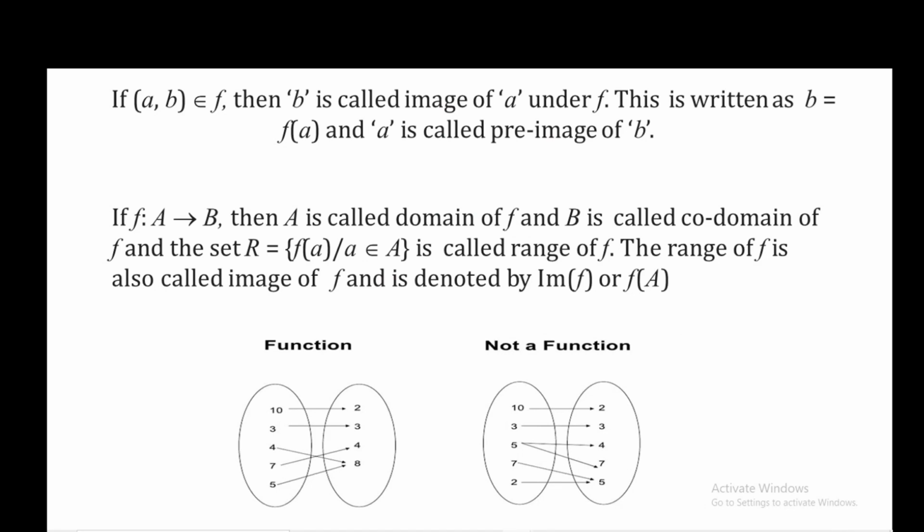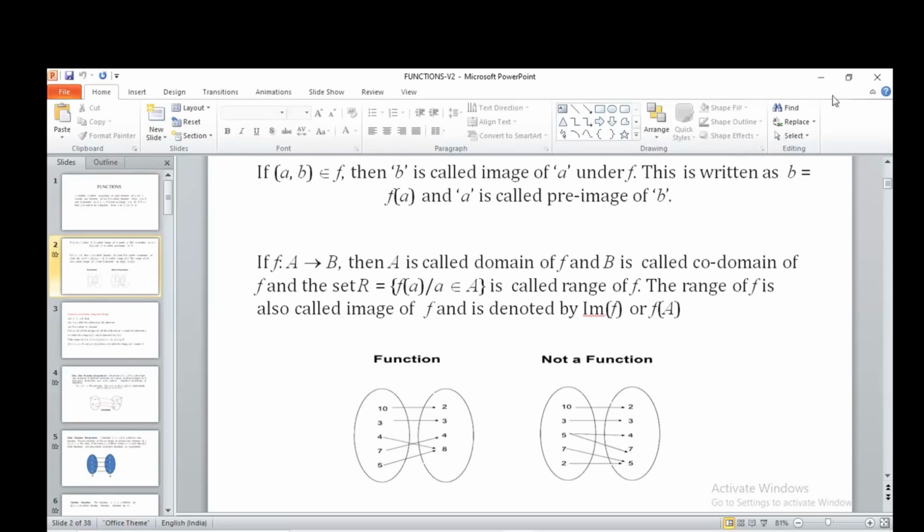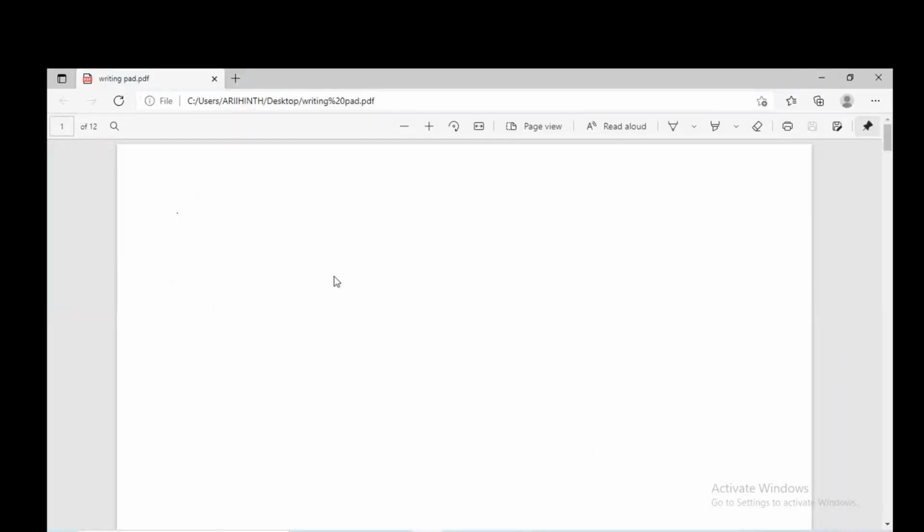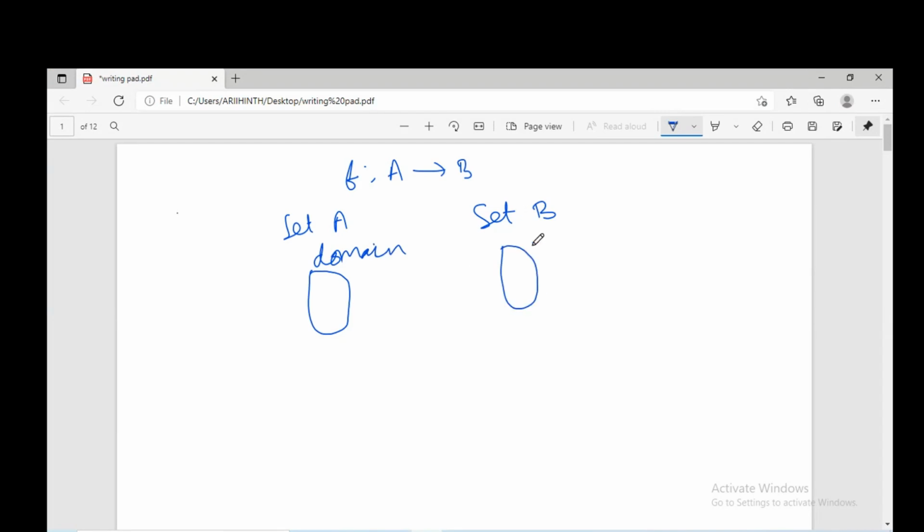First we will deal with the function. So what is meant by a function? Set A and set B are two sets. We are connecting f from A to B. Set A is called the domain. Set B is called the codomain.